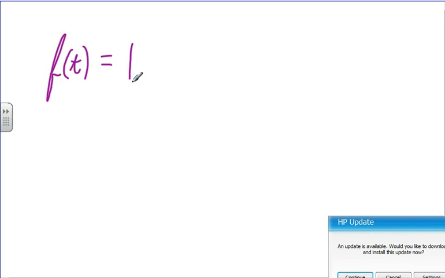Okay, that's excellent. f of t is equal to 1. Yeah, that's a good function. Very nice.